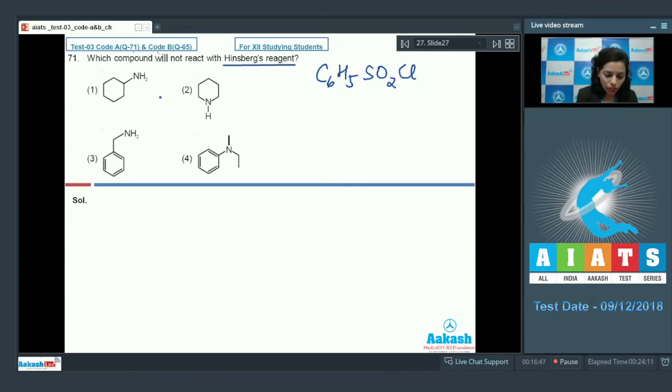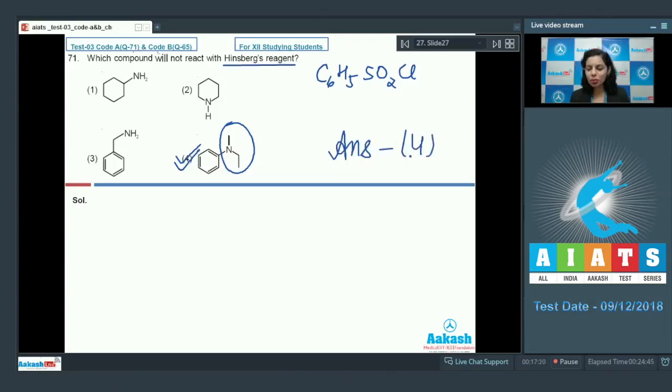So let's check the options given here. First option, in which an amine is given, that is a primary amine. Then we have here the amine which is a secondary amine. Then we have again a primary amine. And if we talk about the fourth option, this is a tertiary amine, and this nitrogen atom does not have any hydrogen atom. That is why it will not react with Hinsberg reagent, and that's why I have chosen this as the correct option for this question. Let's move on to the next question.